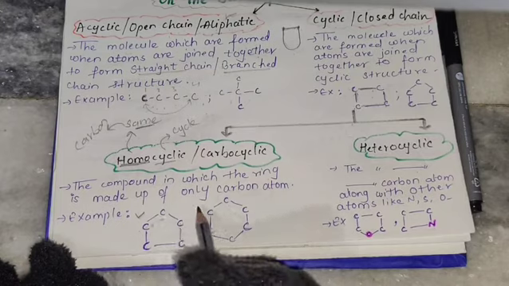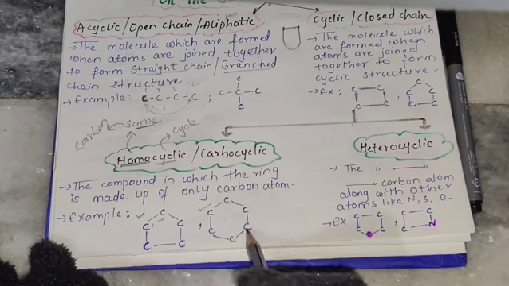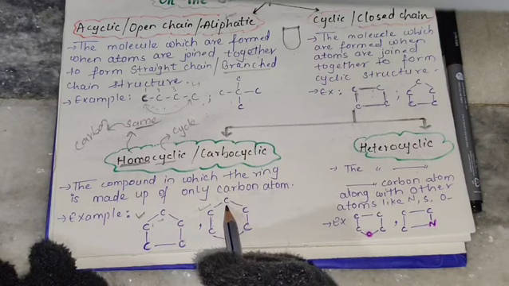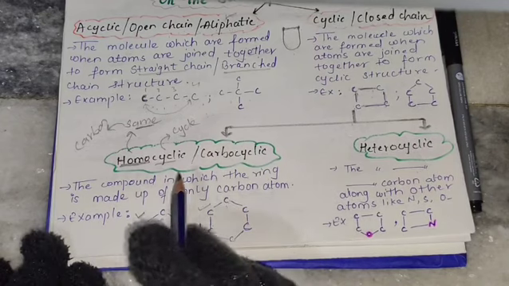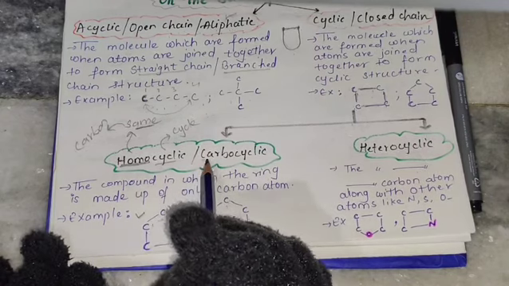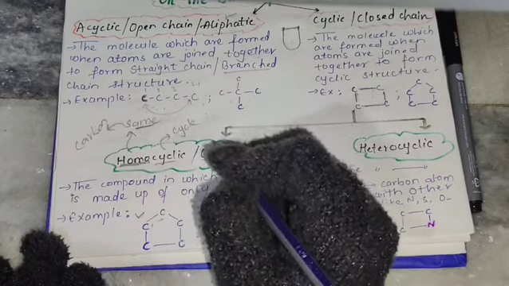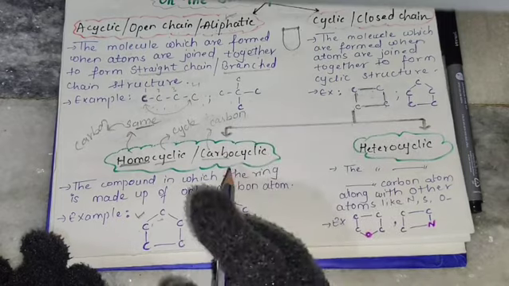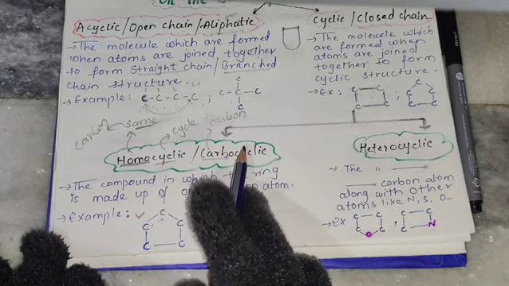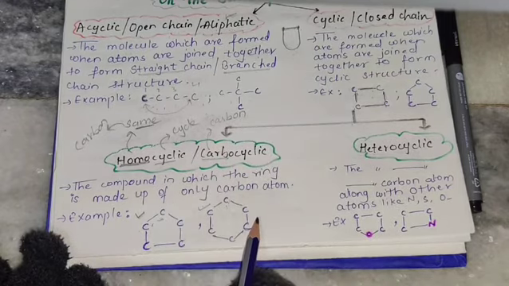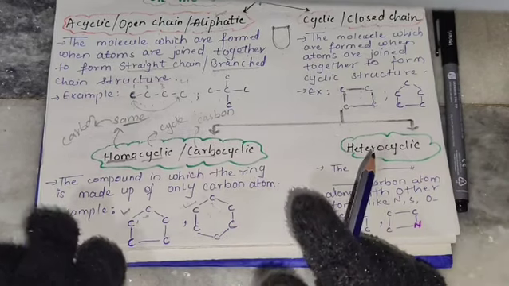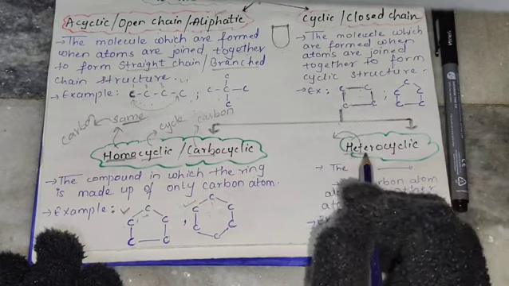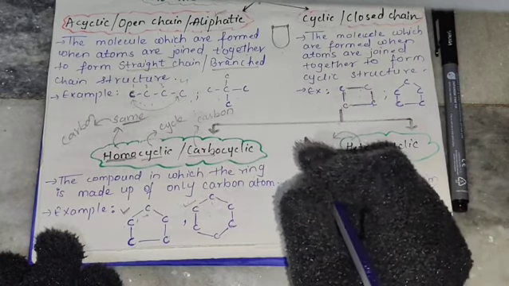This compound is also formed with the same atom, that is carbon. It is also known as carbocyclic. This carbo word comes from carbon. So it is also known as carbocyclic because it is made up of only and only carbon. Next, heterocyclic. Here also the name itself is clear, hetero means different.